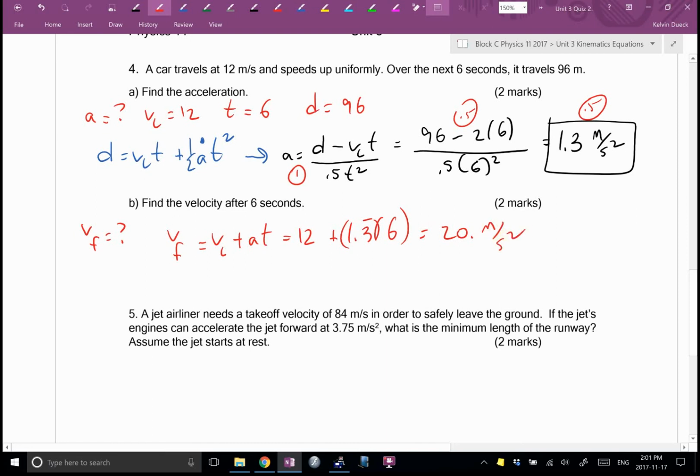Not meters per second squared, meters per second. 1 mark, half mark, half mark. You could also have used the D equals bracket VI plus VF close bracket over 2 times T, and you should get the same answer. If you didn't, see me later and I'll show you where you went wrong. 2 more, we're done.